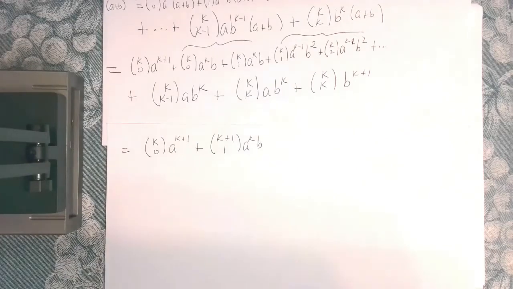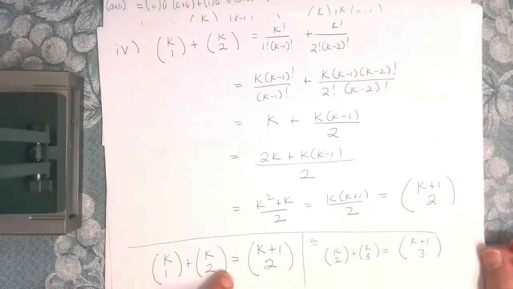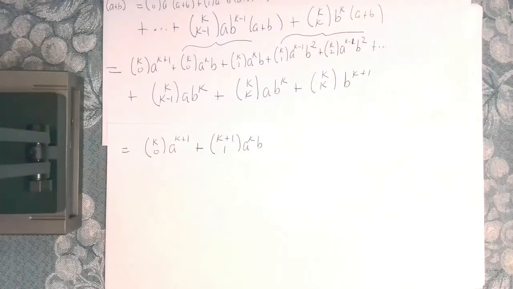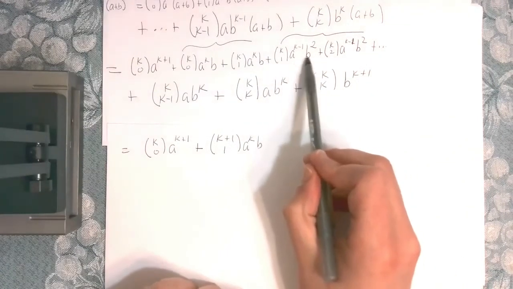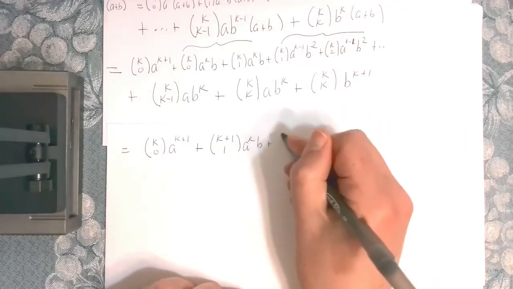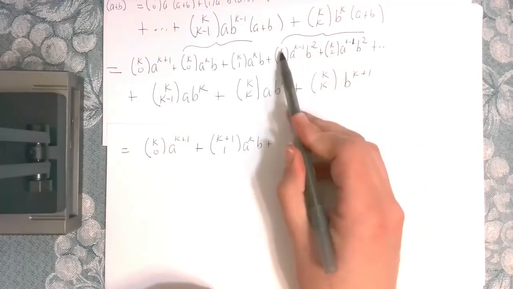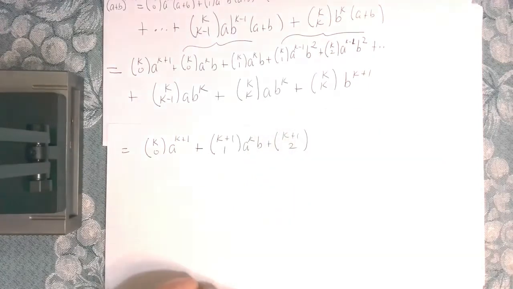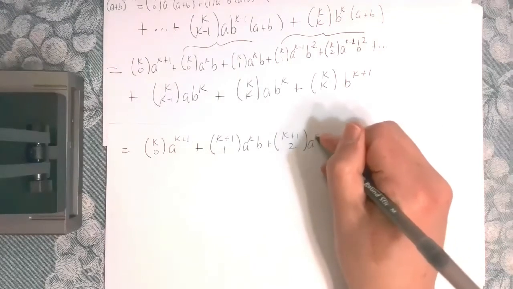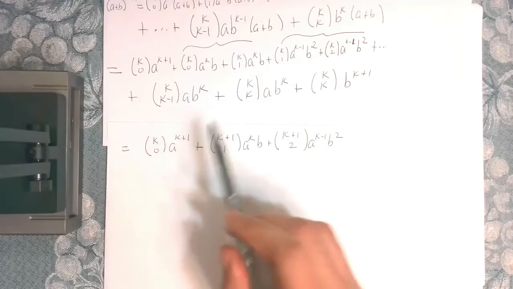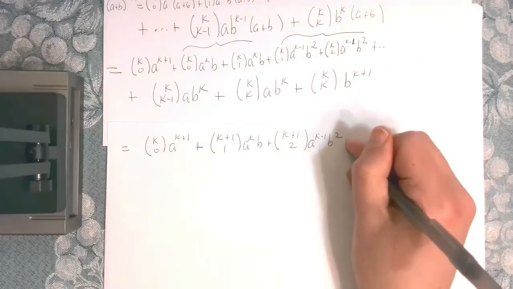So where was that in the notes? Right here. Okay, so we're going to use that over and over and over again. So if I look here, imagine factoring this out. If I factor this out, you're left with this plus this. Well, k choose 1 plus k choose 2 should be k plus 1 choose 2. And what do we factor out? A to the k minus 1 b squared. Okay, so dot, dot, dot, we keep going.